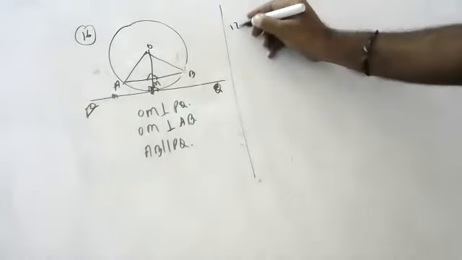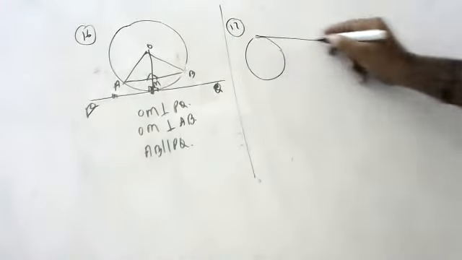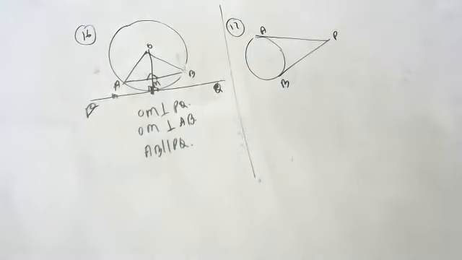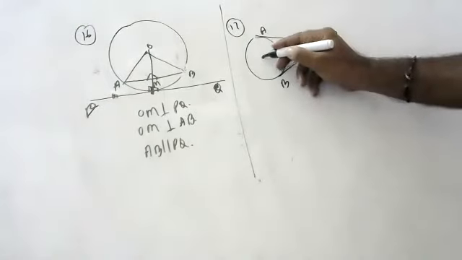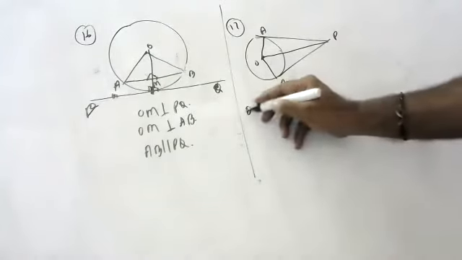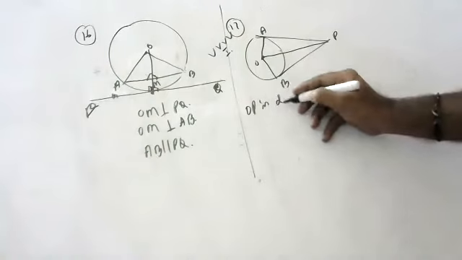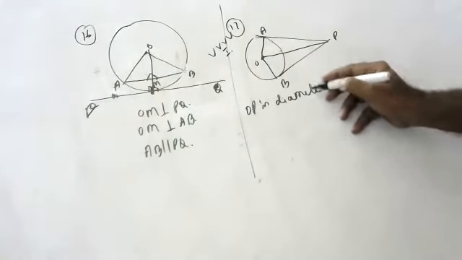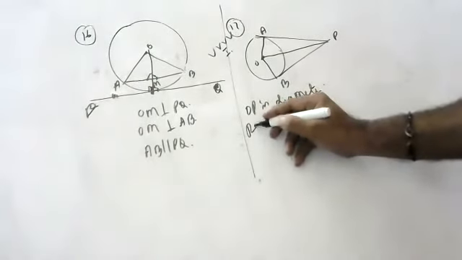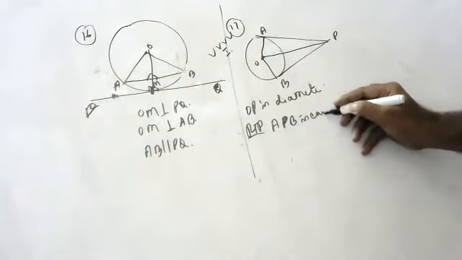Okay, 17th question. From point P, two tangents PA and PB are drawn to a circle with center O. This is a very, very important question, children, 100% guarantee, it will come today. OP is the diameter of the circle, they have given. Show that APB is an equilateral triangle.